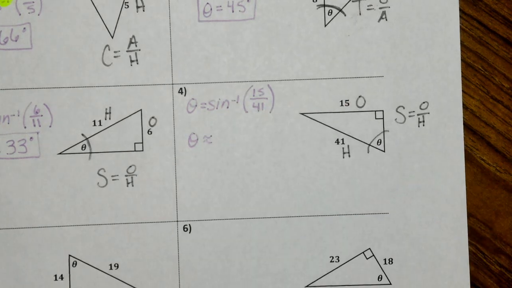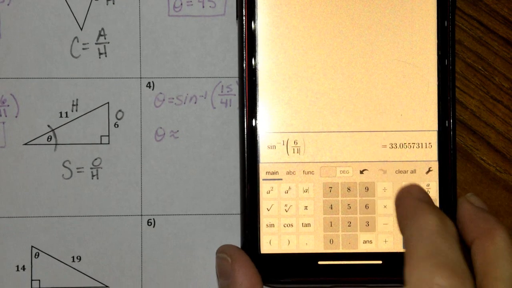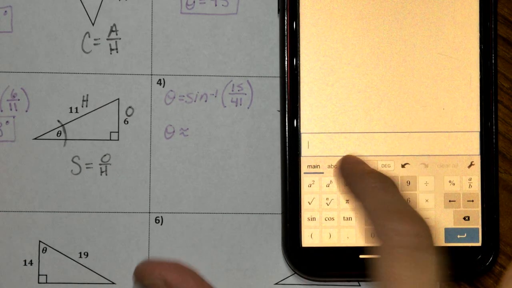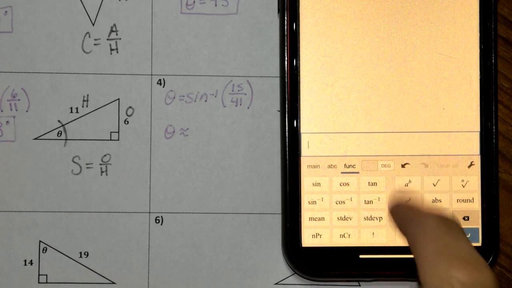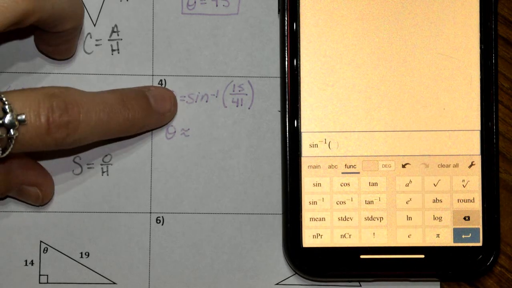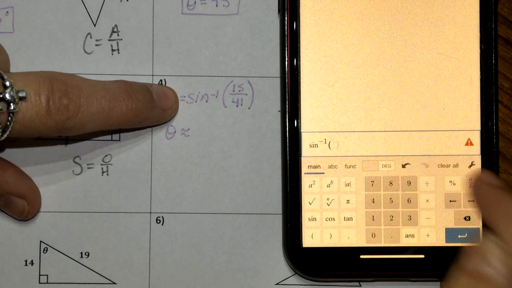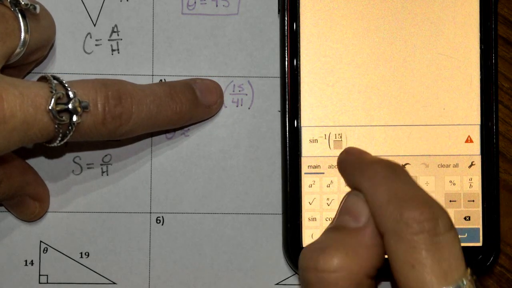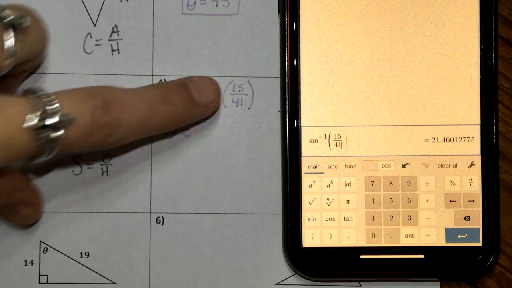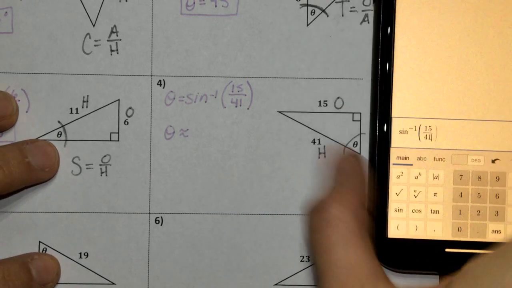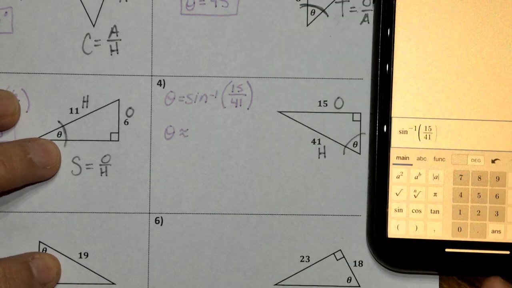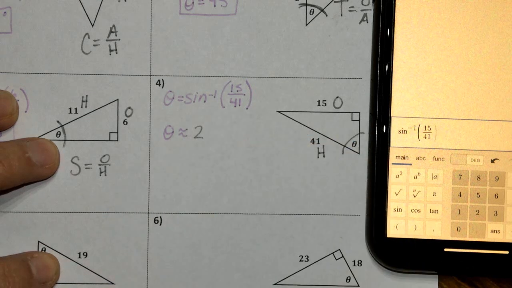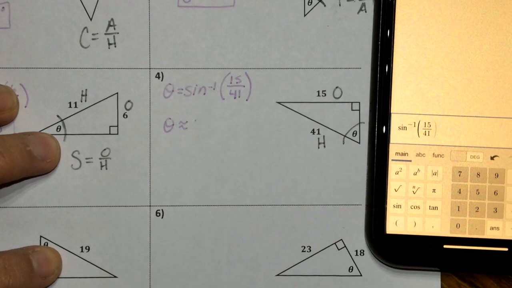Plugging into our calculator. We're going to go into functions, go to inverse sine, back to main for our fraction function, 15 in the numerator, 41 in the denominator. Theta will come out to approximately 21 degrees. Not the color I wanted, because my OCD has to be perfect.